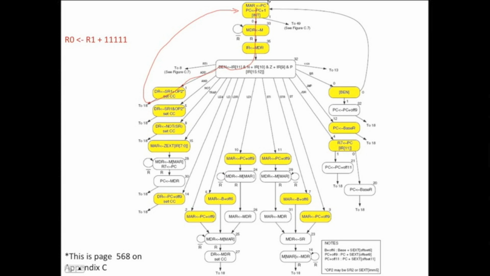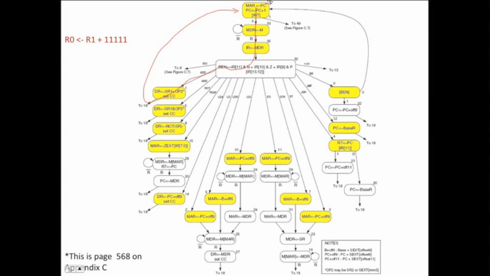Let's do the first state, which is state 18. In state 18, three things happen. First, the PC gets stored into MAR, and also the PC is incremented, and there's an interrupt check. If there's an interrupt, then after the state it will go to state 49. But for now, let's assume that there's no interrupt and it always goes down to state 33.